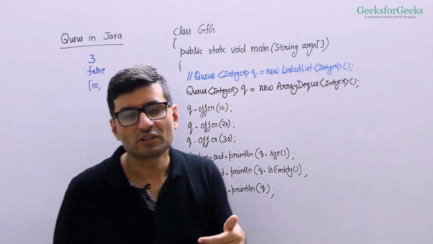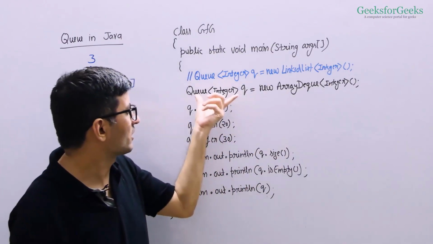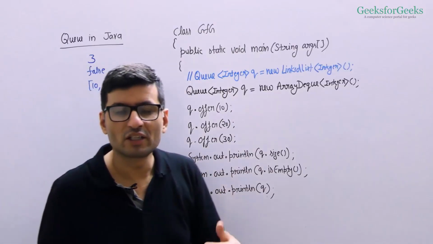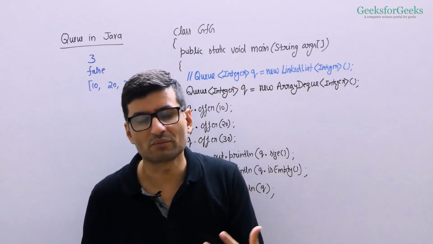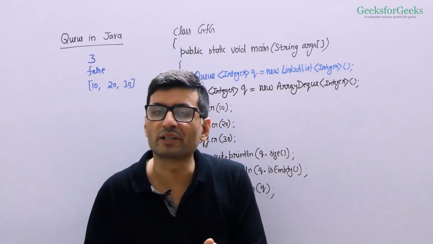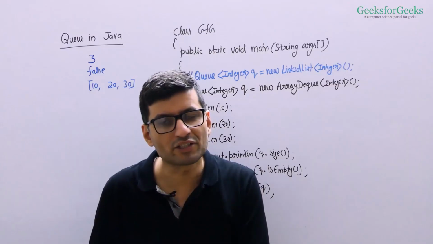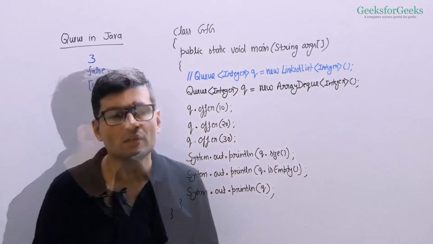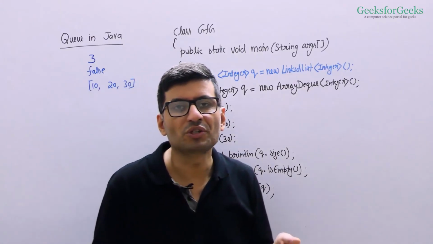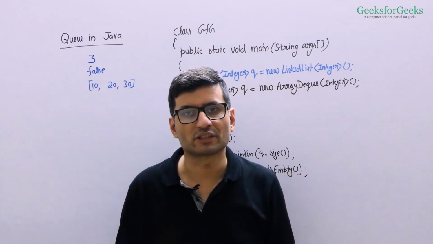So this way your queue implementation can be changed also. If you pass a reference of queue type to a function and you decide to later change the implementation, you can do that as well because it's just an interface which is implemented by multiple classes. If you want to change the implementation, you can just change this line to LinkedList and the rest of the code remains the same. Now, which one should be preferred? Should we use ArrayDeque or should we use LinkedList to implement the queue data structure?